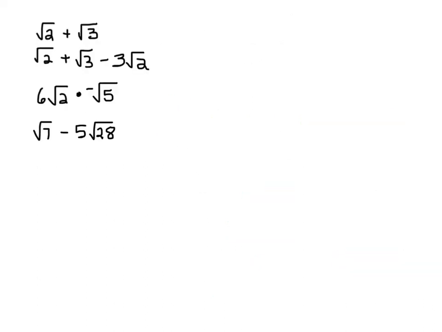So let's talk about operations with square roots. Square root of 2 plus square root of 3, you're not allowed to add them unless the underneath the square root looks exactly the same. The 2 and the 3 are not the same, so this is not possible.